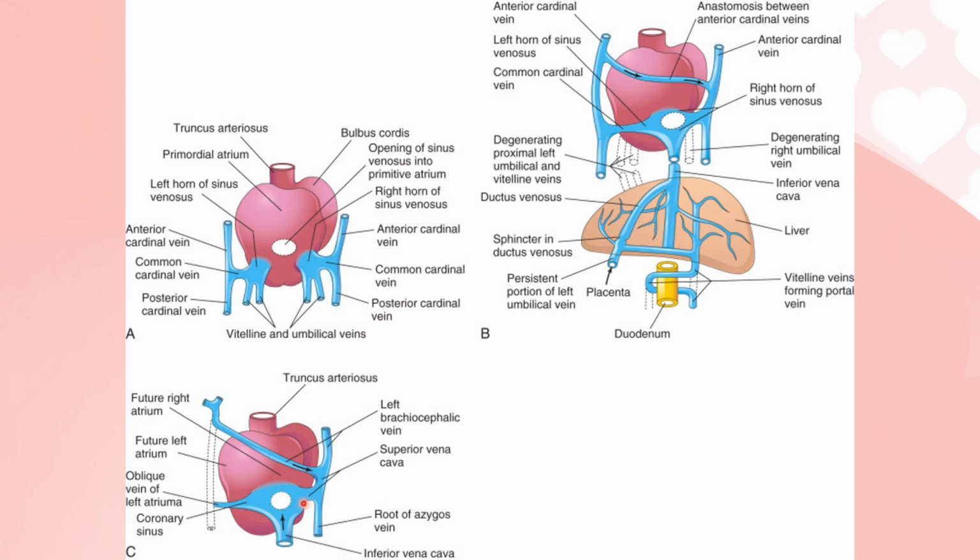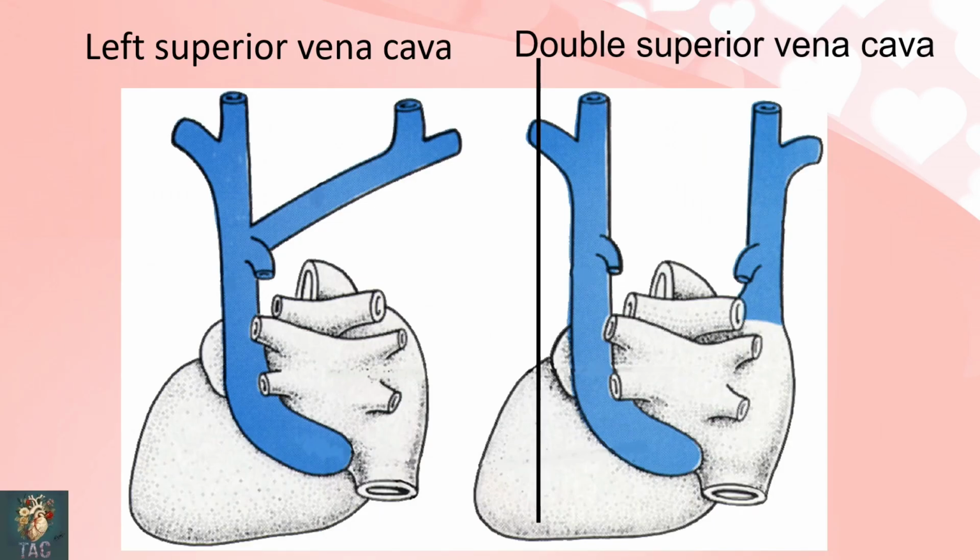Here we are looking at the posterior aspect of the heart. So this is the superior vena cava, and this is the left brachiocephalic vein, and this one is the coronary sinus. So now we are moving to the anomalies in the development of the heart. We are looking again at the dorsal aspect of the heart.